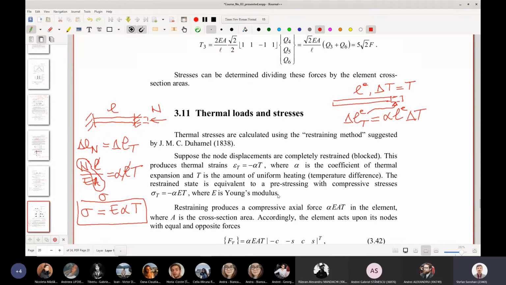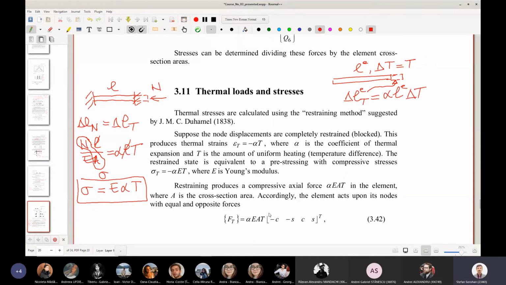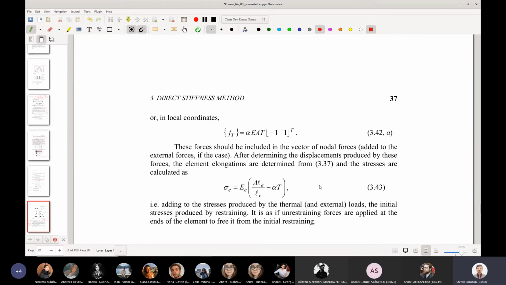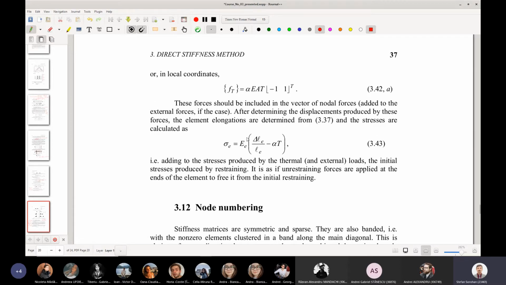This is in local coordinates. If you take the element in a, and Ft here means the thermal loads here. This relationship in local coordinates, you can define this kind of loads, and you can rewrite this formula in a simpler way. So this is the total strain, the total stress in a bar will be due to the external load and due to the temperature variation.